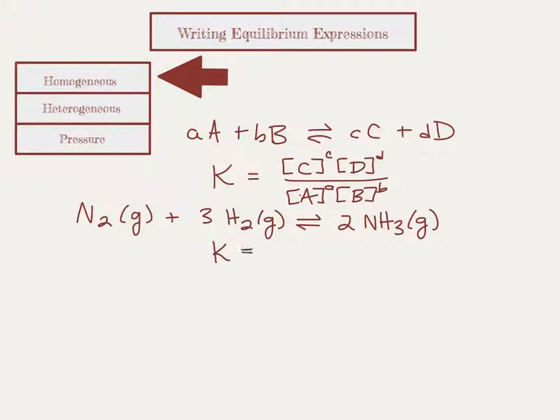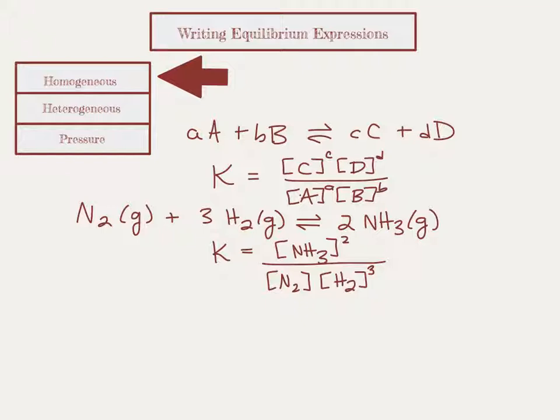Alright, K equals concentration of ammonia squared divided by nitrogen with an invisible 1 as the power, hydrogen gas cubed.